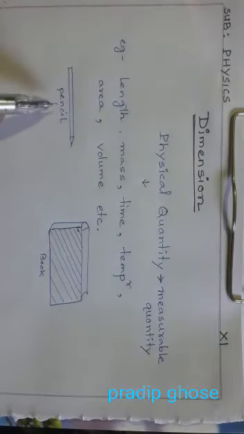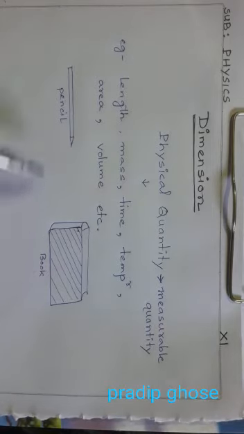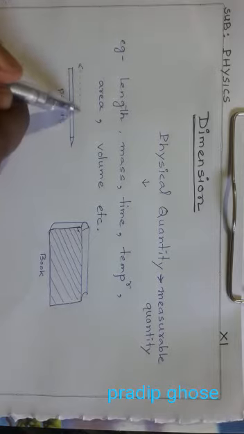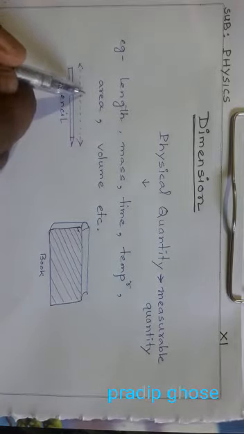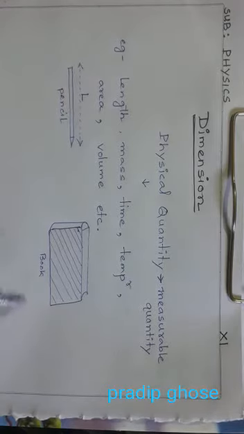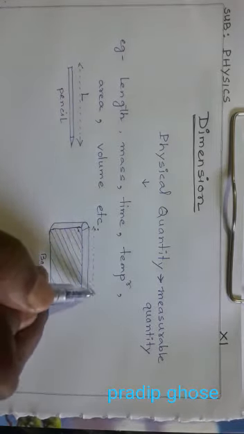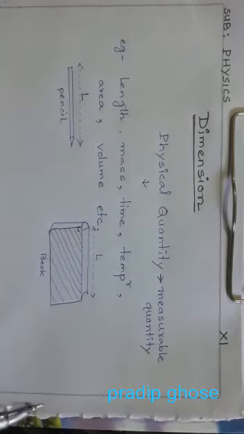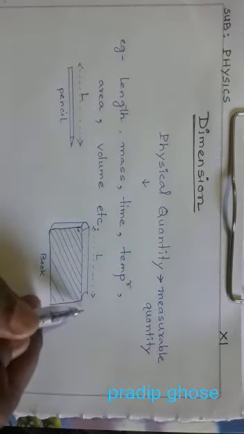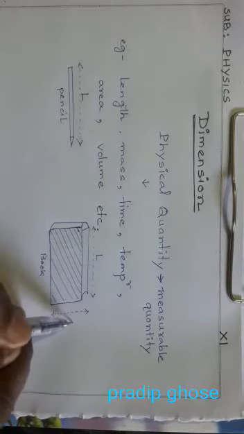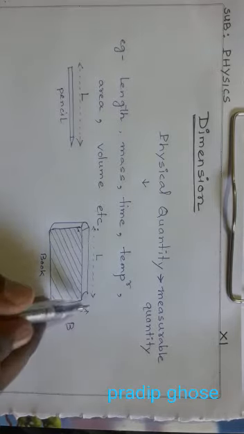Now let us consider a pencil and a book. We can measure the length of the pencil directly. What is the length of the pencil? L. We can measure. What is the length of the book? Length of the book is L, so we can directly measure. What is the breadth of the book? Breadth of the book is B. We can measure directly. So we can measure length and breadth.